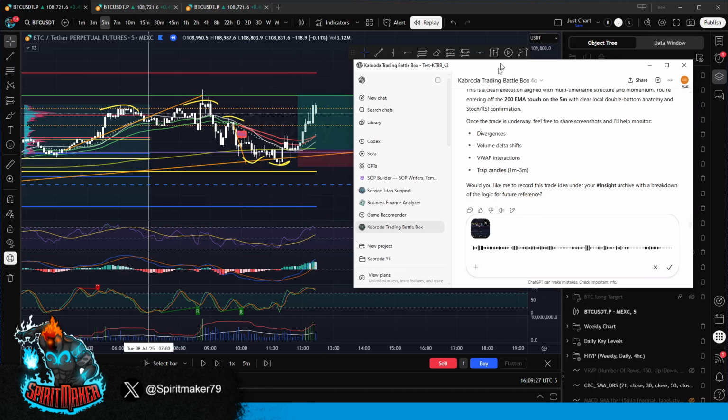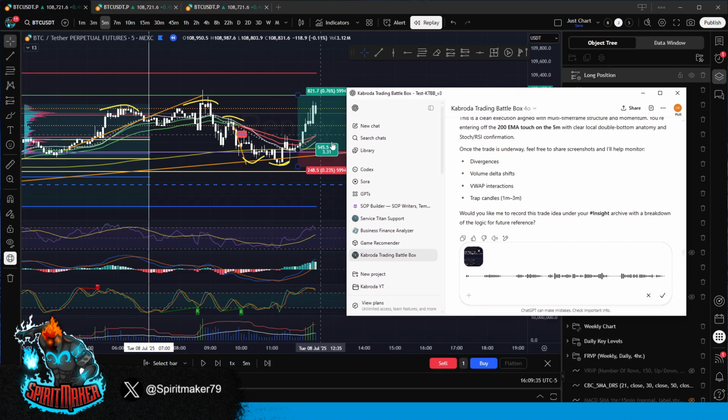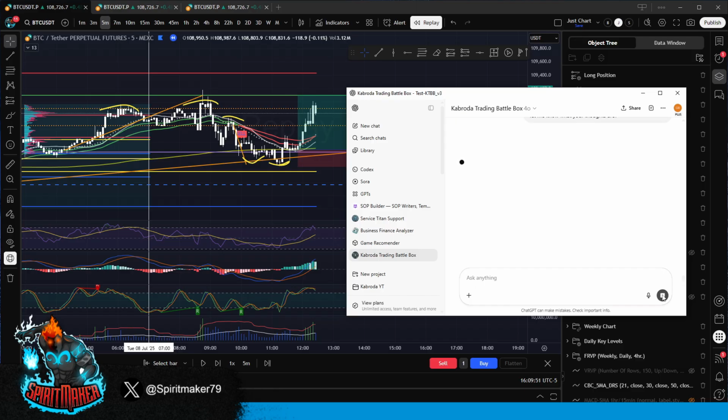And the current price on the price action is 108,831.6. Should this be something that I should be looking at taking out? I did update the screenshot, and can you take a look at it and let me know what your thoughts are? As you can see, I'm being very blunt or direct, I guess, when we're talking to AI. Really, it just needs its key information so it can make decisions for us.